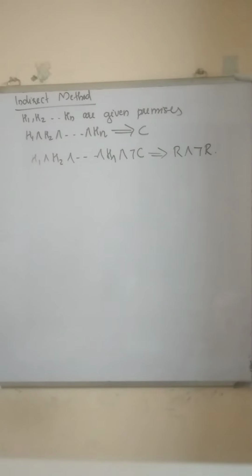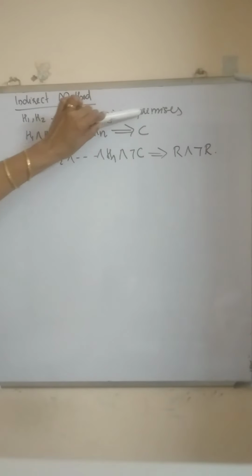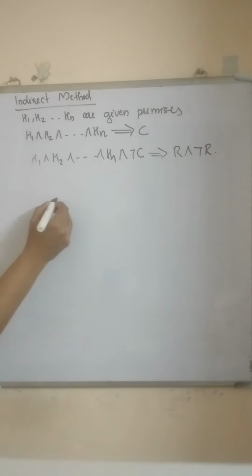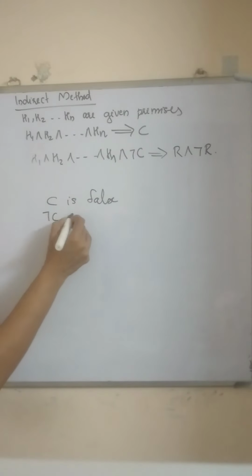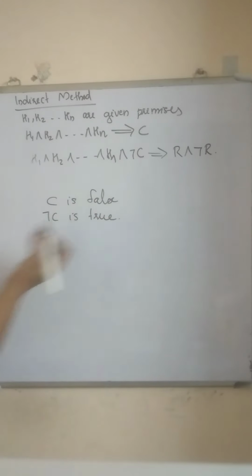To show that a conclusion C follows from the premises h1, h2, etc., hn by this method, we assume that C is false. That means negation C is true. So this negation C is added as an additional premise.